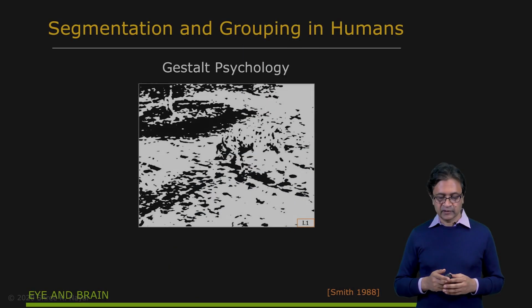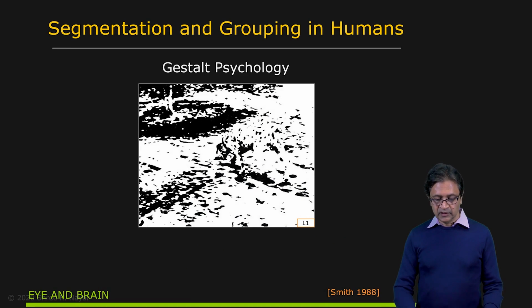We know that segmentation is a hard problem. So the question is, how do we humans accomplish it? Let's take a look at this example right here. In this image, if you stare at it long enough, on the right here, you will ultimately perceive a dog, right here in this region.